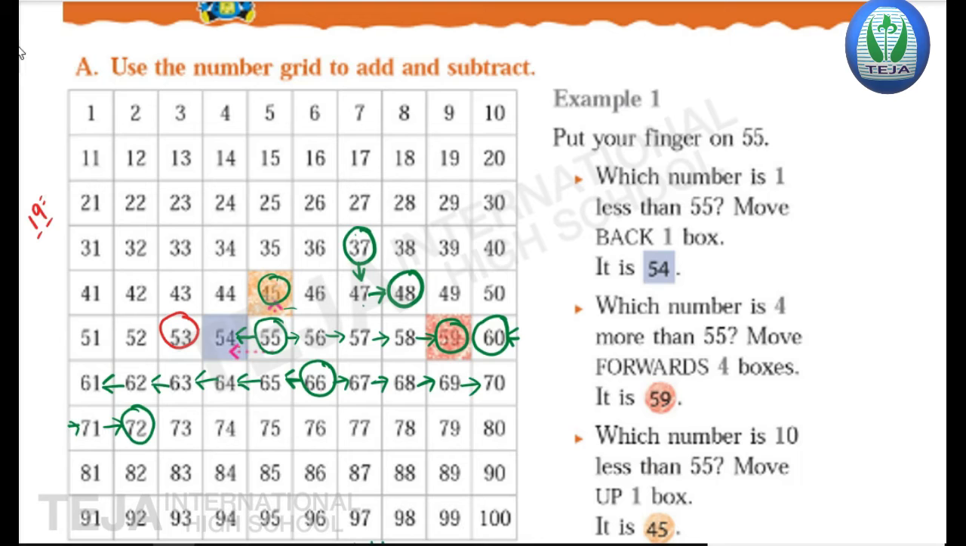Okay, so move one box up, that is 43. And in ones place 9 is there, so you have to move back 9 boxes. 1, 2, 3, 4, 5, 6, 7, 8, 9. So where do you reach? 34. So 53 minus 19 equal to how much?